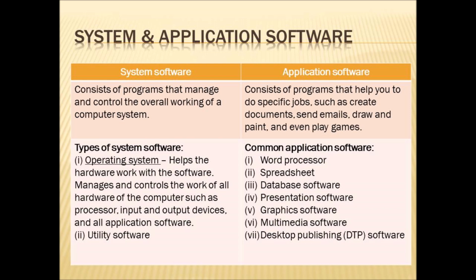The first one is operating system. It helps the hardware work with the software, manages and controls the work of all hardware of the computer such as processor, input and output devices, and all application software. And the second type is utility software. This type we can see in the next slide.